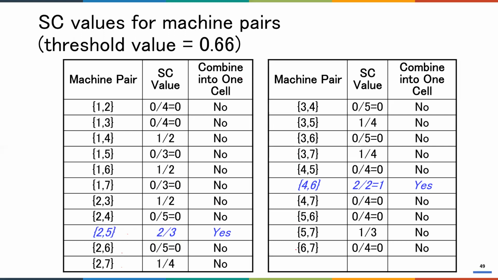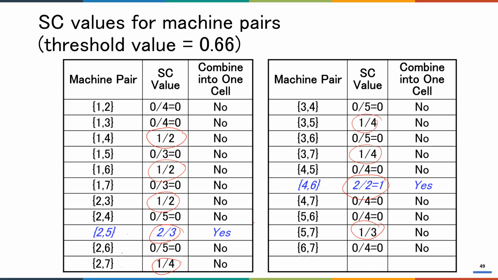Yeah, something like that. And then we will calculate the SC value for each machine pair. As we can see here, for example, machines 1 and 4 have an SC value of a half, 1 and 6 a half, 2 and 3 a half, and then 2 and 5 two thirds, and a quarter, and another quarter, and then we have several values that are not 0.